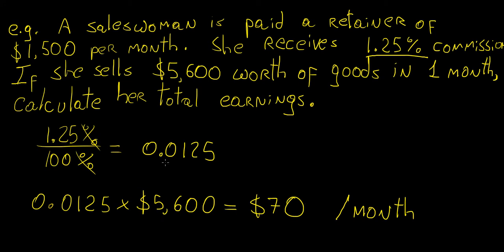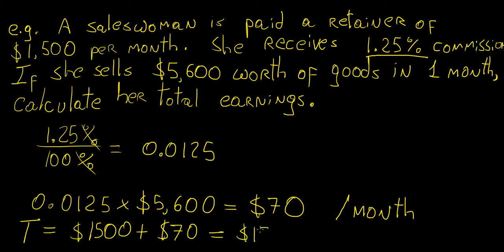Okay, but that's not all. She's also getting paid this fixed amount per month, which is called the retainer. So the total amount she's getting paid per month is going to be $1,500 plus 70. And this is going to come down to $1,570 in that 1 month.